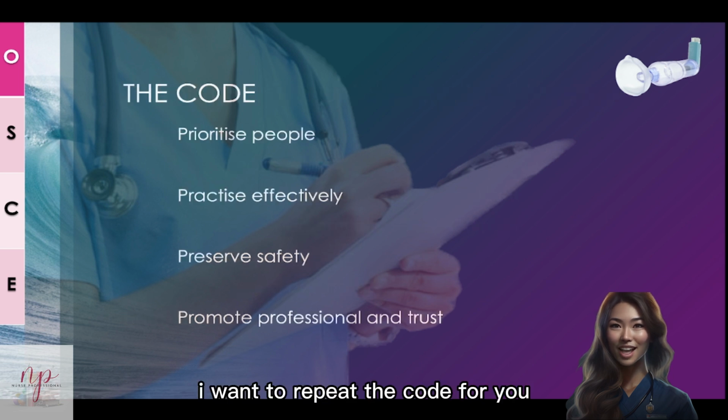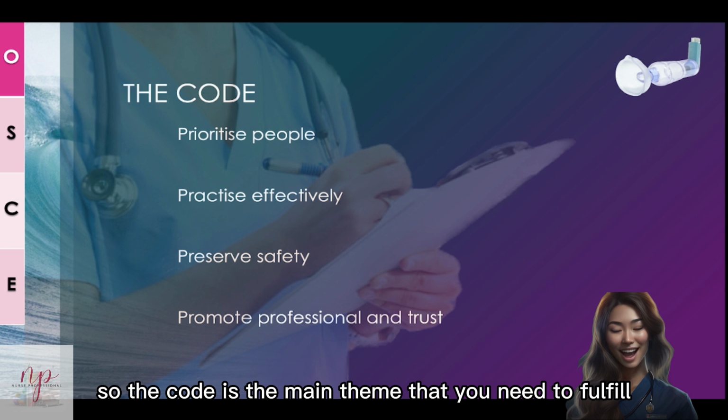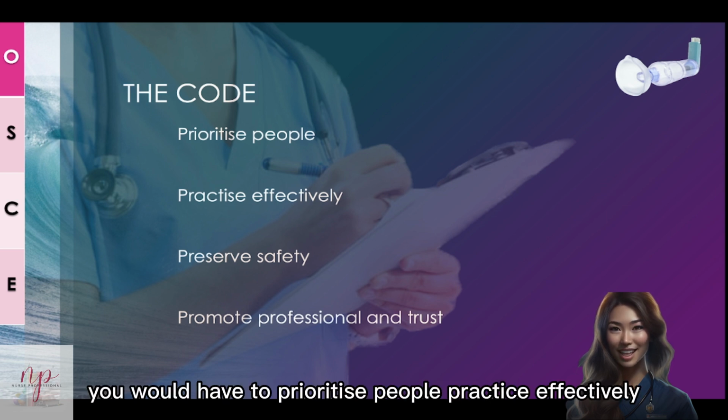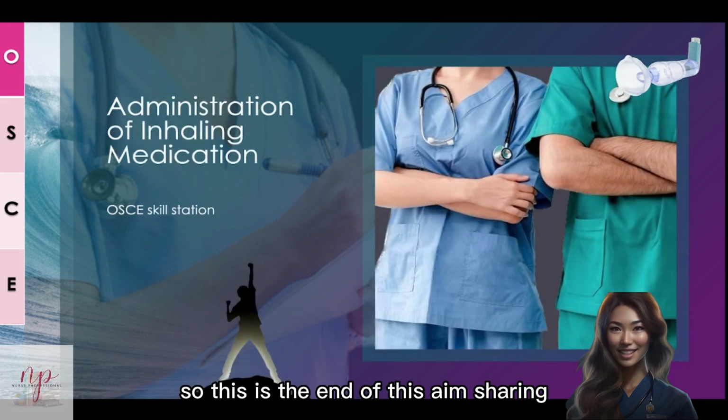So yes, I want to repeat the code for you. During the steps, you are actually demonstrating your professional behavior. So the code is the main thing that you need to fulfill. You have to prioritize people, practice effectively, preserve safety, promote professionalism and trust. So this is the end of this AIM sharing.